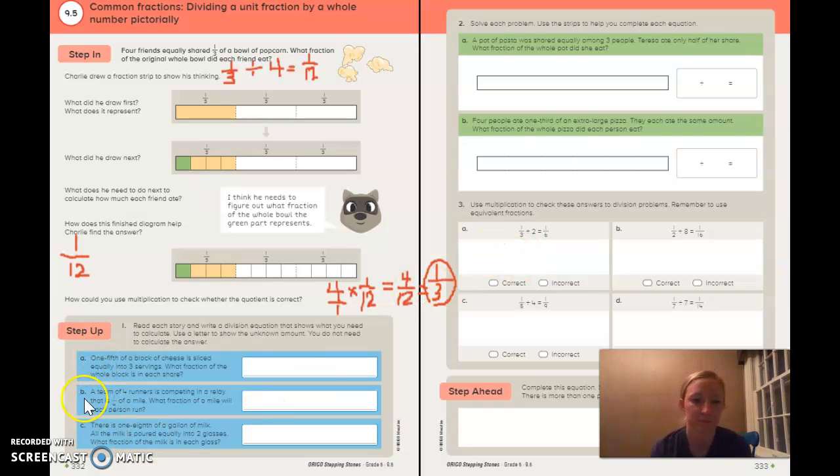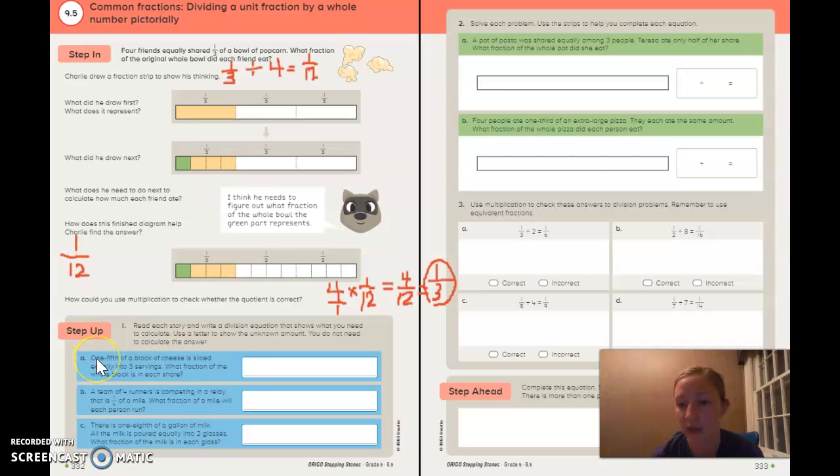Okay, moving on. It says 1/5 of a block of cheese is sliced equally into 3 servings. What fraction of the whole block is in each share? Now I accidentally started reading that without reading the directions. I'm not sure if they want me to draw a picture or if they want an equation. So I'm going to go back and reread those directions. It says, read each story and write a division equation that shows what you need to calculate. Use a letter to show the unknown amount. You do not need to calculate the answer. Phew, good thing I read that.